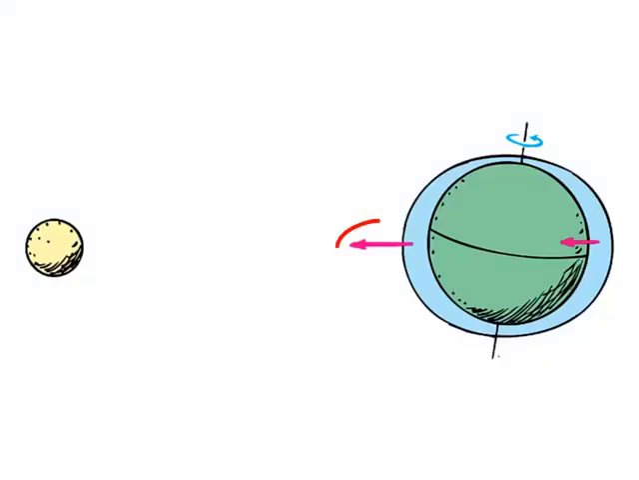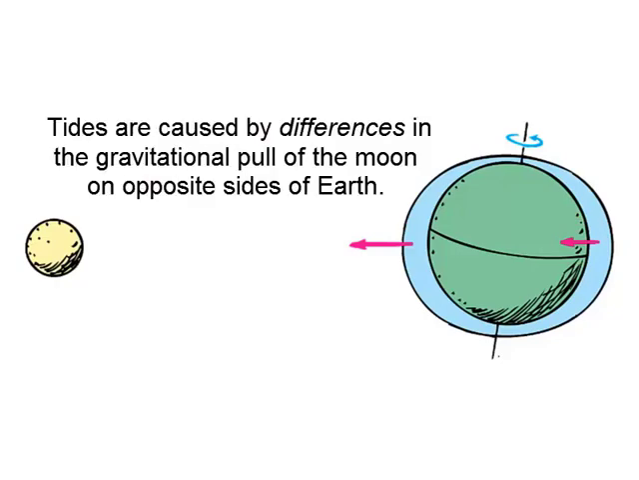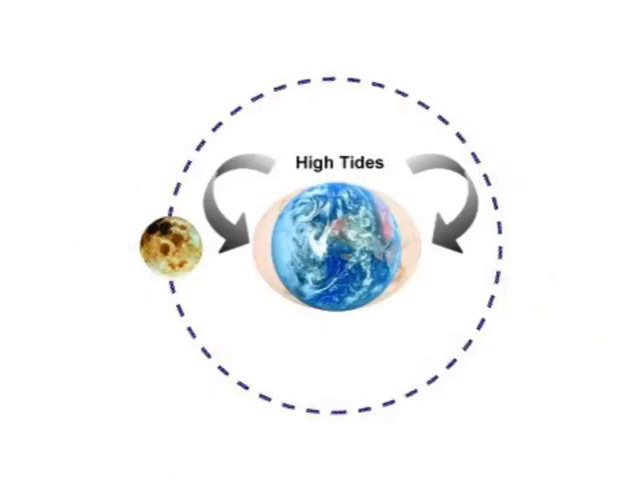The moon's attraction is stronger on Earth's oceans closer to the moon and weaker on the oceans farther from the moon. This is because the gravitational force is weaker with increased distance. The ocean tides are caused by differences in the gravitational pull of the moon on opposite sides of Earth. This difference in pull across Earth slightly elongates it. The oceans bulge out about 1 meter on average on opposite sides of Earth.